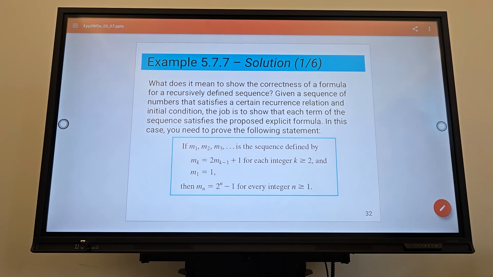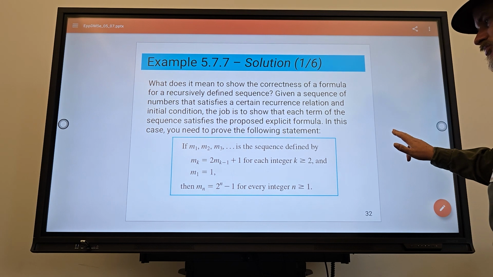If the sequence is defined by m sub k equals 2 times m sub k minus 1 plus 1 for each integer k greater than or equal to 2, and m sub 1 equals 1, then show that m sub n equals 2 to the n minus 1 for every integer n greater than or equal to 1.